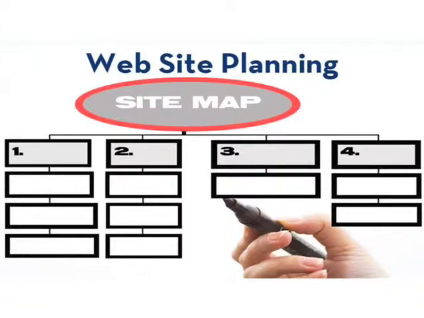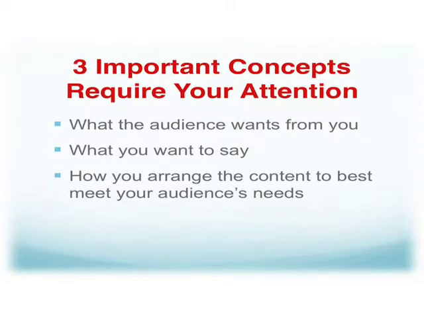Okay, three important things. What does the audience want from you? What do they want? What are they looking for? You've got to sit on the other side of the table, like I said. What is it you have to say? And then how are we going to arrange the content to best meet your audience's needs? Some things are going to be more important than others. Okay? You need to analyze that and say, this is more important than this, so I want this to be more prominent. So you have to ask yourself these questions.